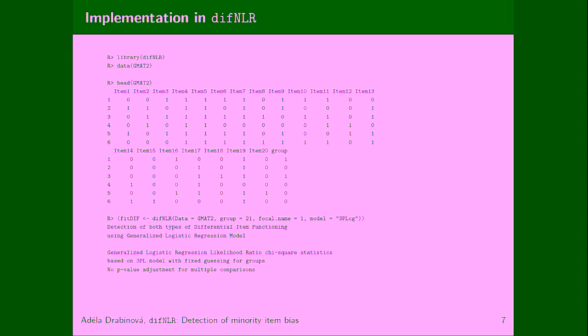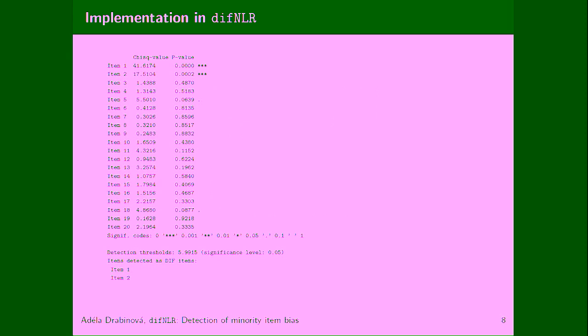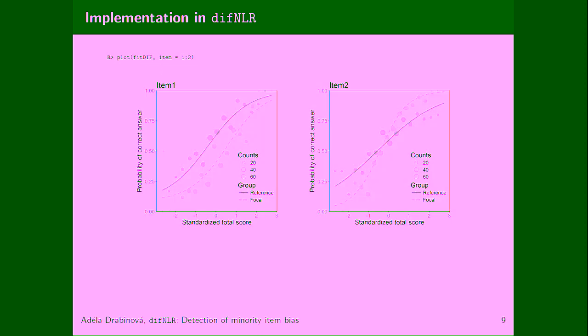If you know the difR package, the syntax is very similar, so it's very easy to fit the model, and the output is just like that. And we can see that 2 items were detected as DIF, the first and the second. What we offer is also some graphical presentation of the results. They plot not only the probability curves, but also empirical values of probability.